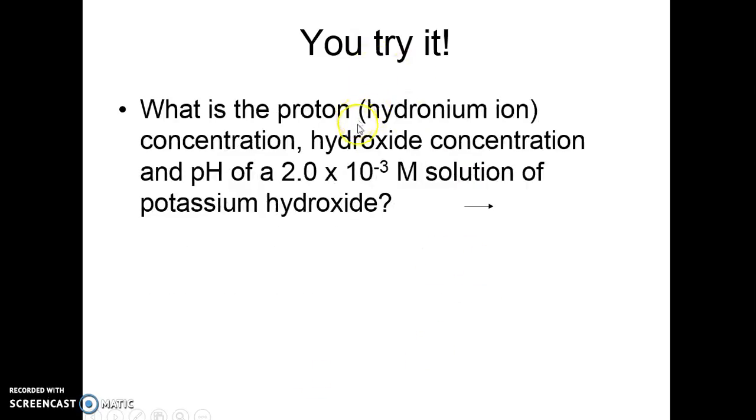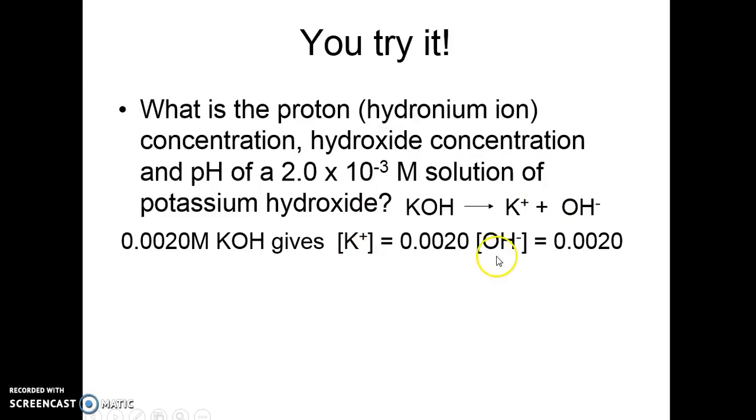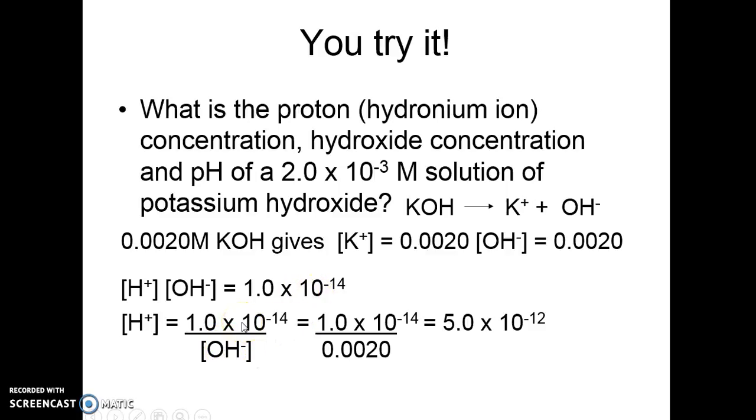What is the proton concentration, hydroxide concentration, and pH of a 2 times 10 to the minus 3 solution of potassium hydroxide? First, you have to write your dissociation equation, and you see that you're making hydroxide. Your hydroxide concentration is 0.002 molar. Now you need to figure your proton concentration. You take this equation and solve for proton concentration, and you get that it's equal to 10 to the minus 14 over hydroxide. You enter your hydroxide, and what do you get? 5 times 10 to the minus 12.